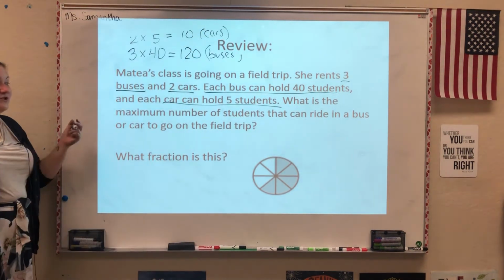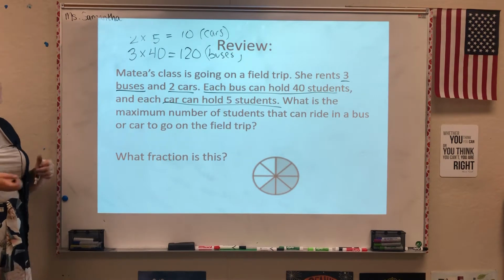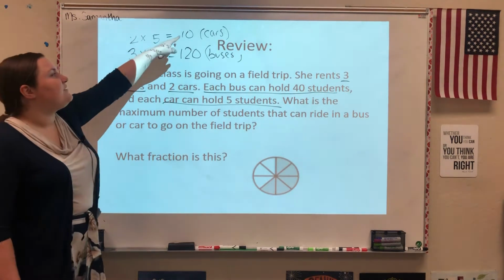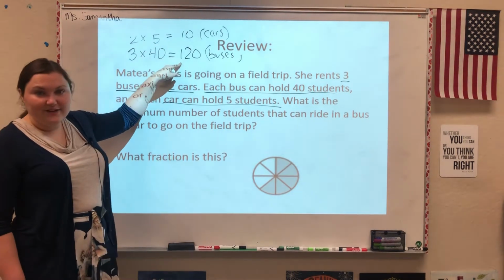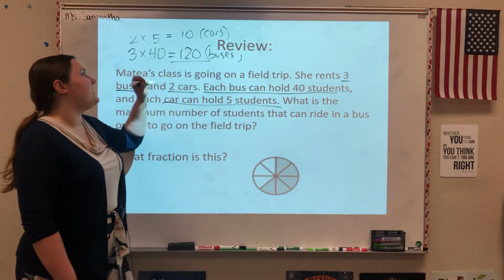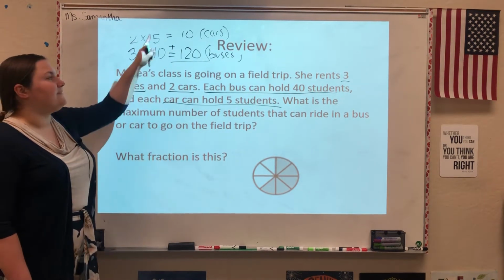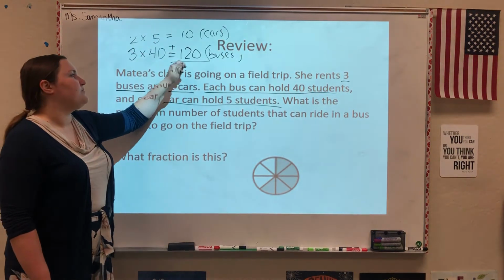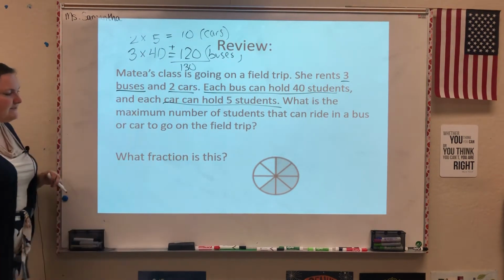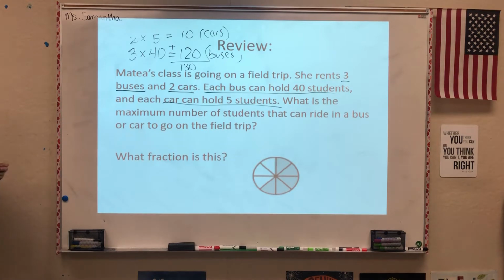To find how many total students, what's the maximum number of students that can go? Well, 10 could go in cars, 120 could go in buses. So that means the maximum or the total amount of students that could go is 10 plus 120, which would be 130 students. The second review question, what fraction is that?